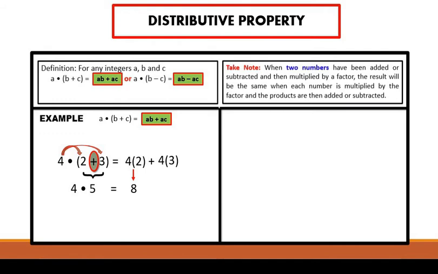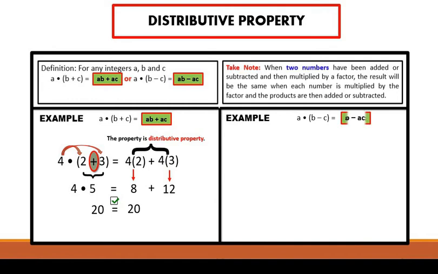4 times 2 is 8. 4 times 3 is 12. So, 8 plus 12 is also 20. So, as you can see, they have the same answer. Another example. Okay? So, this is called distributive property. Sa minus naman tayo. So, 7 times the quantity of 5 minus 2. So, distribute natin. 7 times 5 minus, since the minus sign is being used, so minus natin. 7 times 5 minus 7 times 2.